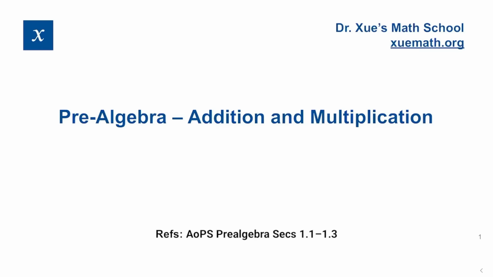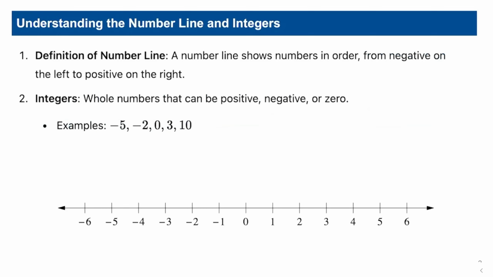This video is about addition and multiplication. First, let's look at the number line. A number line shows numbers in order from negative on the left to positive on the right. And we have integers on the number line. For example, -5, -2, 0, 3, or 10. 10 will be here. We also have fractions and decimals between these integers, which we will learn a little later.